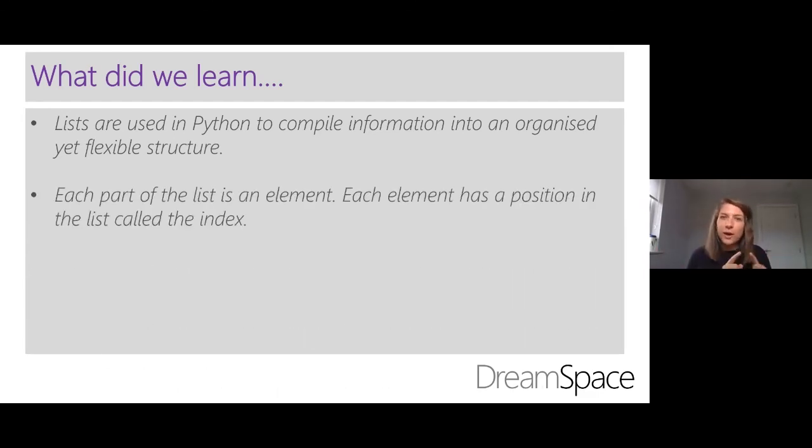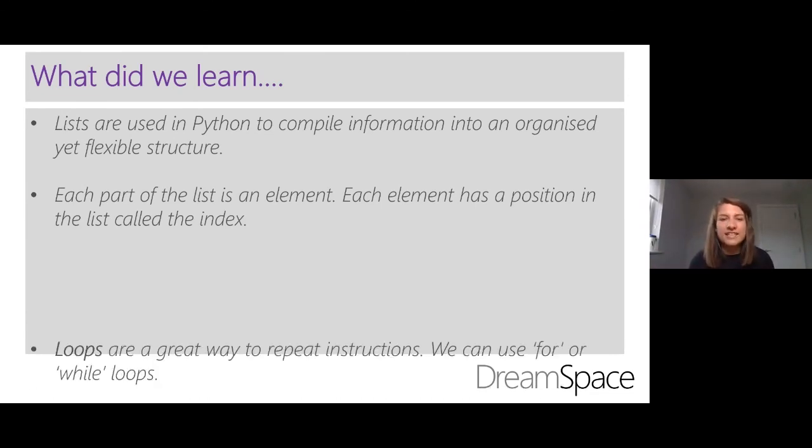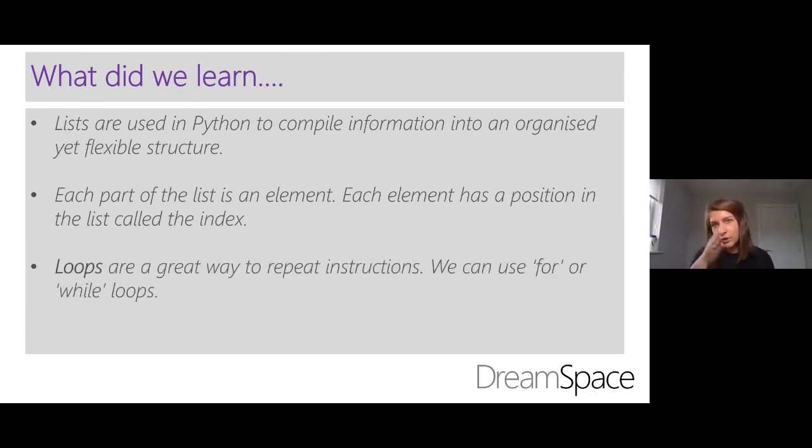So remember, each part of the list inside our square brackets is an element, and each element's position is called its index. And remember, the index starts at 0, and then you count across to understand that.